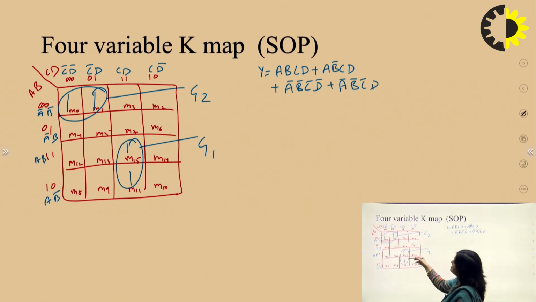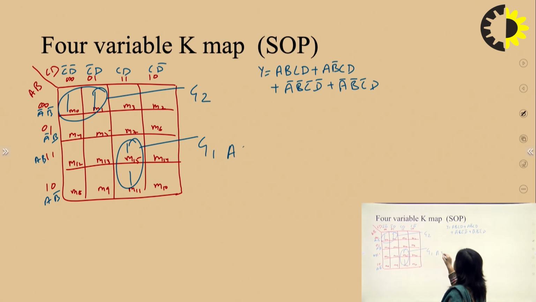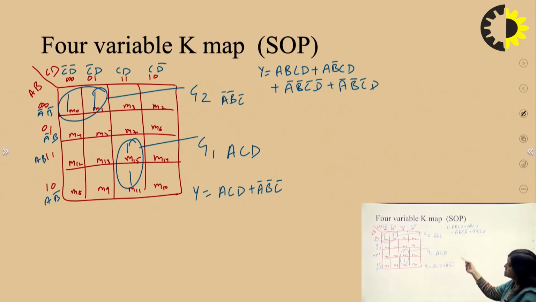So we can name the group 1. Both ones belong to the same column, that is CD, and from the row we can take the common A. So group 1 is A C D, and group 2 we can see is A bar, B bar, and then C bar. So the final answer is A C D plus A bar, B bar, C bar. This is the simplified version of this expression.